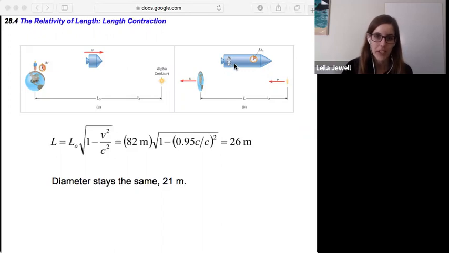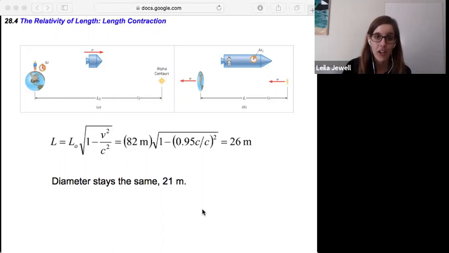This doesn't mean that the astronaut feels compressed, right? For the astronaut's observation, it still is 82 meters long. But from Earth, it now looks shorter. The diameter, interestingly, stays the same. It's still 21 meters. Why is that? Well, it's not moving side to side. It's just moving in a straight line path, and the length will only contract in the direction of motion.